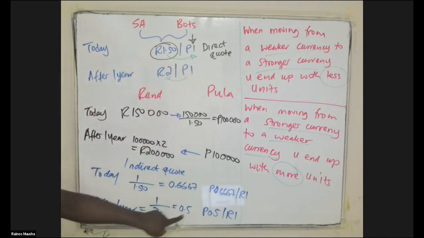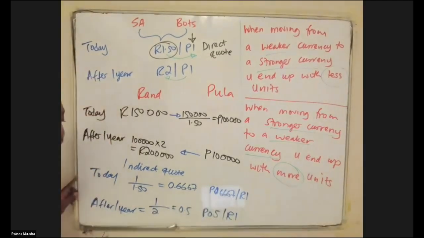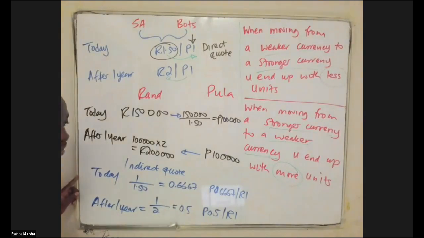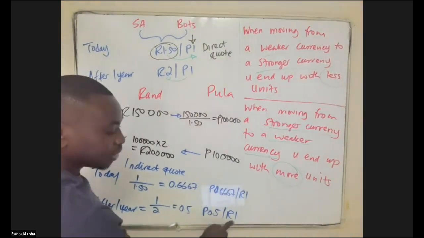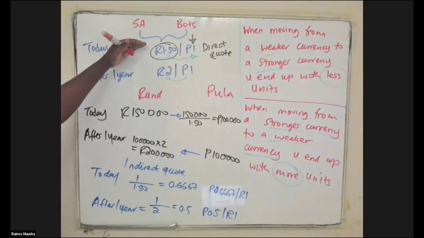And the same should hold here as well. Initially, we're saying to get 1 rand, you need 0.667 units of the dollar. But after 1 year, we need less of the dollar to get the same 1 rand. Hence, we're saying the dollar has what? Appreciated in value. So whether it's the direct quote or the indirect quote, the relationship should always hold. Are we on the same page? Any questions?